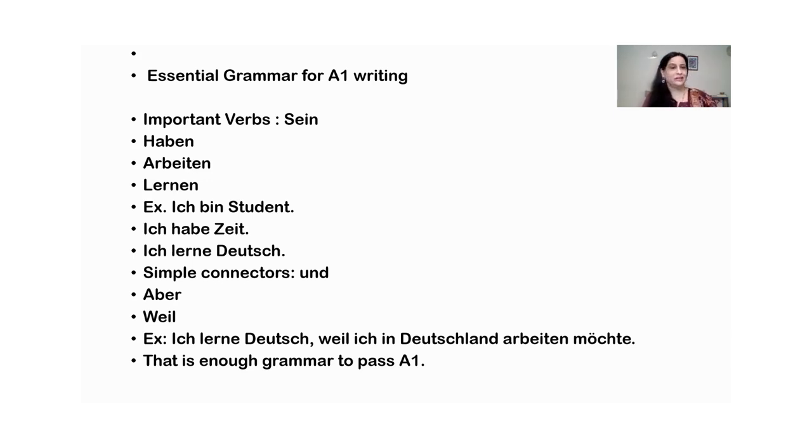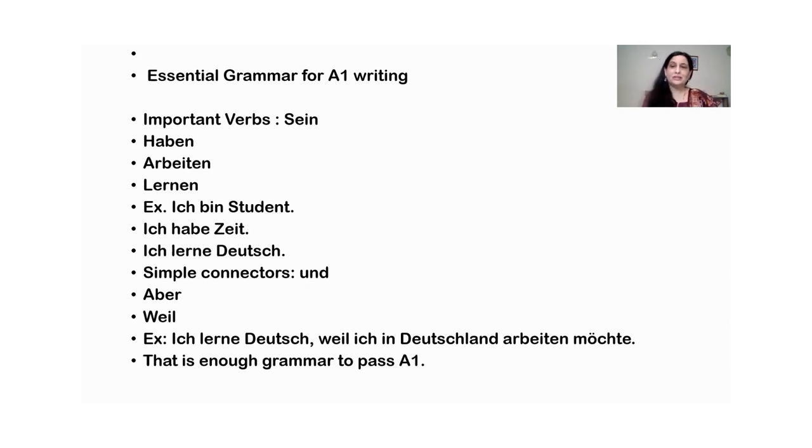Just understand this. Then simple connectors: und, aber, weil, right? These are connectors you can use in a sentence. For example, Ich lerne Deutsch, weil ich in Deutschland. Deutschland is Germany. So weil is because. These are called connectors. Und is and. Then weil is because. Aber is but. So these are called connectors and they can be used in a sentence.